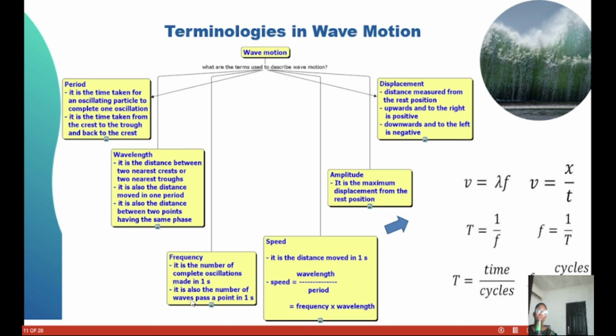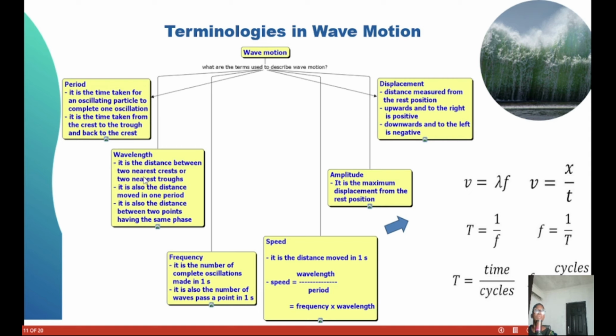So let's go to frequency. What is frequency? It is the number of complete oscillations made in 1 second. Just as this formula has already told you, T is inversely proportional to the frequency. So the period and the frequency are inversely related to each other, and frequency is the number of complete oscillations made in 1 second. So any oscillation you make in each second refers to the frequency.